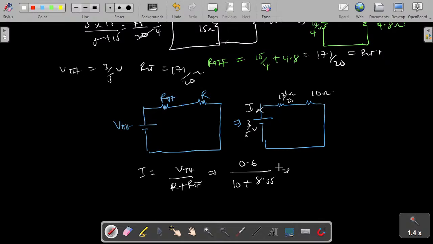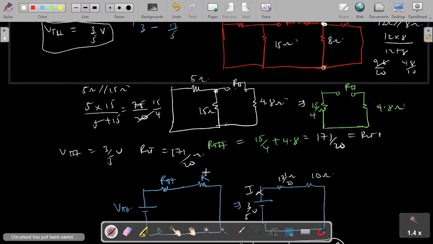So what's the answer? 0.6 over 10 plus 8.55, and that is giving 0.032 amps. Okay, and that is our answer by Thevenin's approach or Thevenin's theorem.